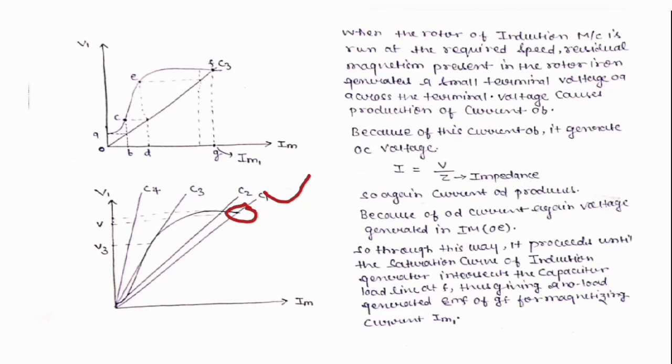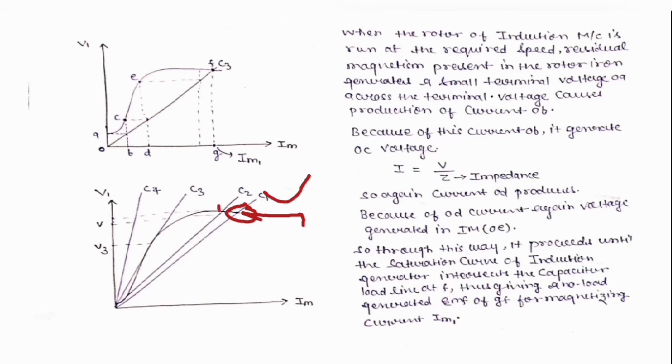Through this way the capacitor value is decided. Through this, the induction generator, how much reactive power is demanded by the induction generator. So when this cross section is obtained, this point is called the demand reactive power.